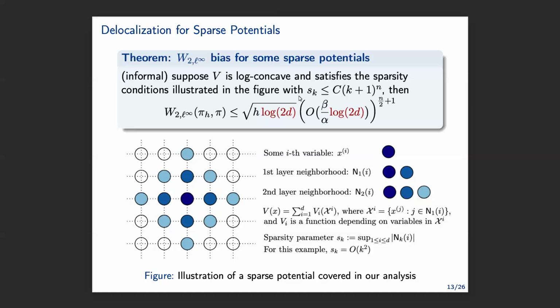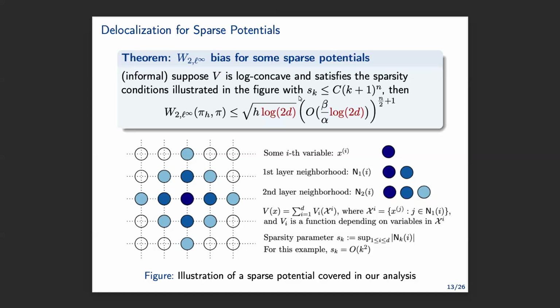We assume the potential can be decomposed into the potentials of every individual coordinate. So Vi, with i in the first layer neighbors, means all the force that can be felt by the xi variable. This Vi only depends on the neighborhood of this variable. And here we have the sparsity parameter, which is the size of the neighborhood. So here S1 will just be 4. S2 will be bounded by a linear function because it's a 2D lattice.